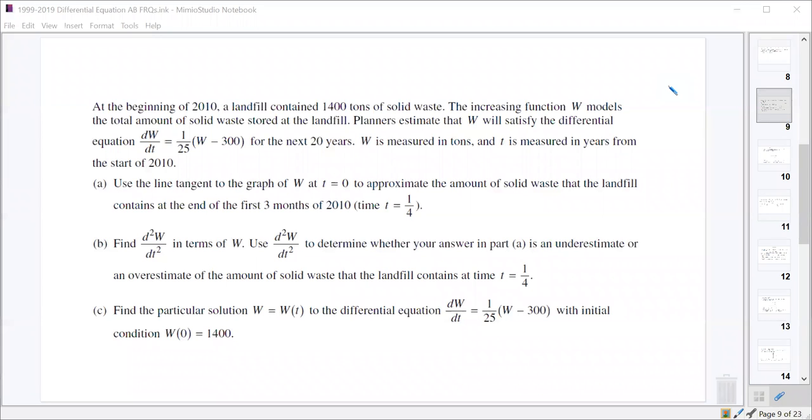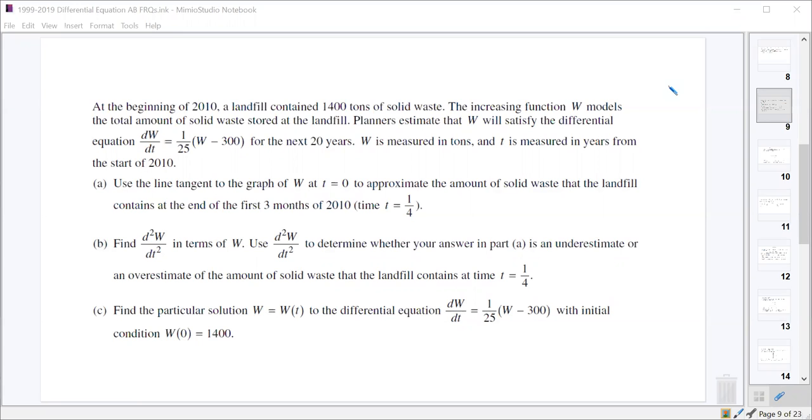So we've got this landfill, it's got all this solid waste. We are given an increasing function W. All that's happening is waste is going into the landfill. They're not getting rid of any of it. And they give us a differential equation for it: dW/dt is 1/25 of W minus 300. And the first question is, use the tangent line to approximate the amount after 3 months.